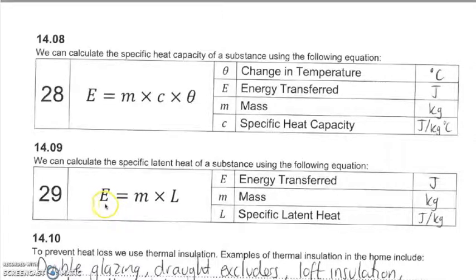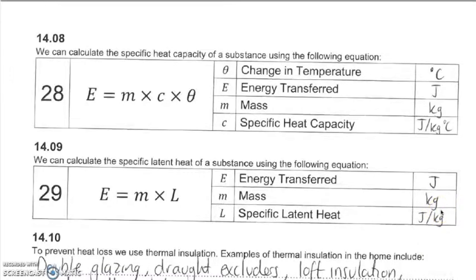Here is the equation for the specific latent heat. Okay, so here's the energy transferred. It's equal to the mass of that particular substance times that specific latent heat. It could be latent heat of fusion or vaporization. Okay, it will be clear in the question, and it will only be one of them. Specific latent heat units are joules per kilogram, energy transferred is joules, mass is kilograms.